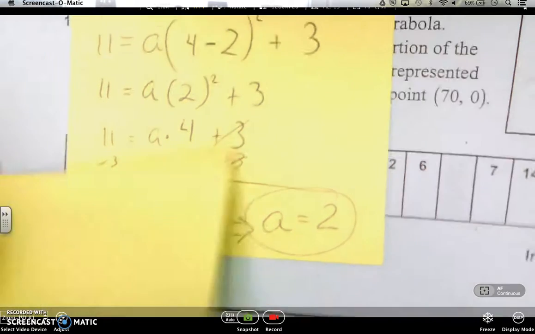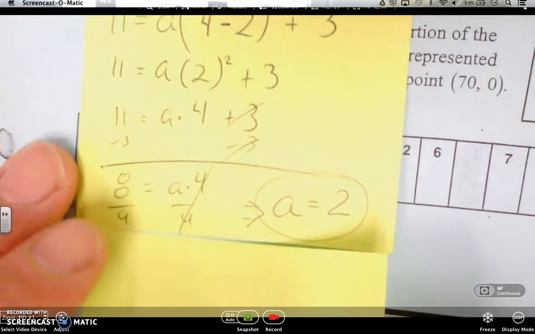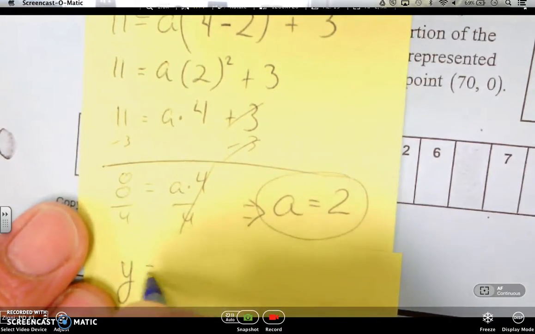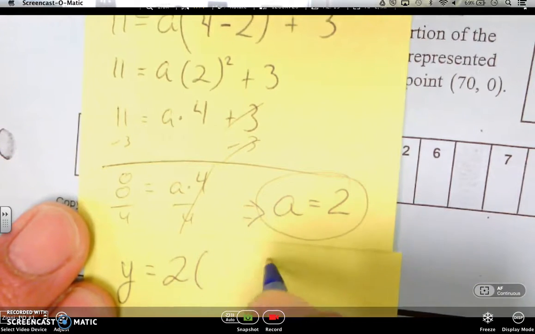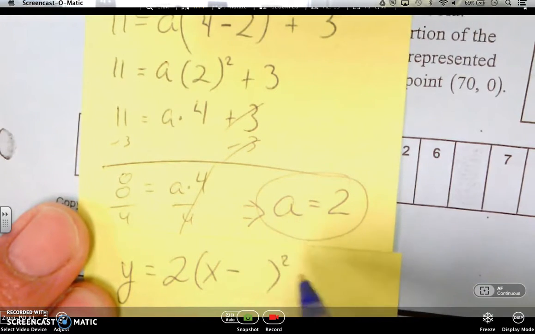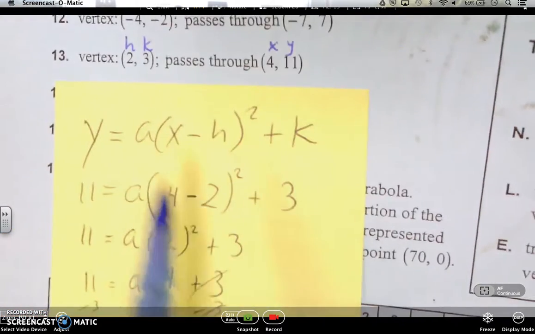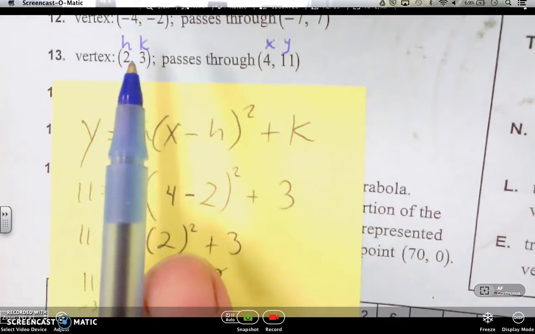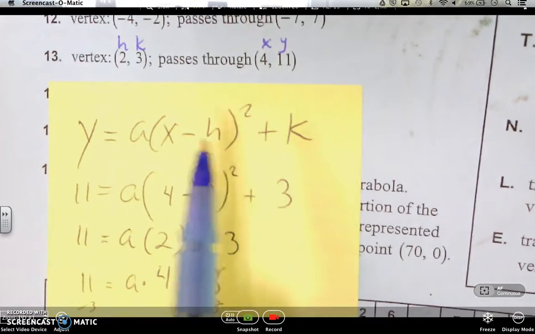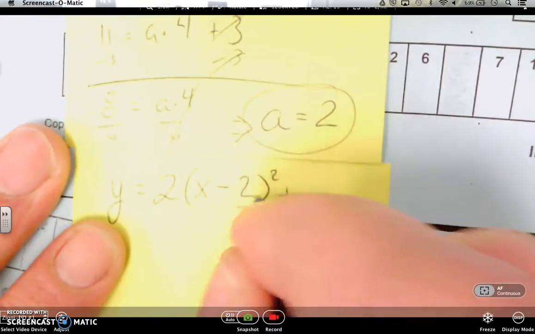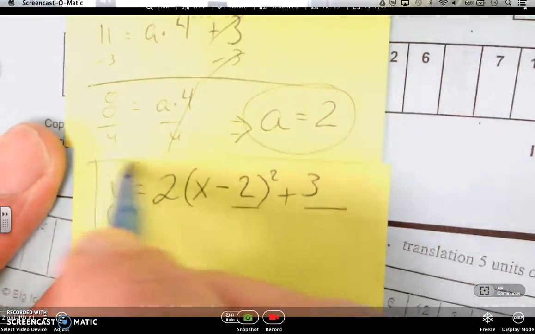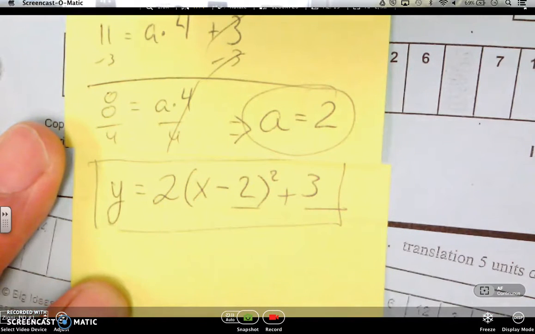To write our full equation, we've got to go back and do it this way. Y equals A, which is 2, so 2, and then X minus H squared plus K. So we need to fill in those values with the originals they gave us, which were 2 and 3. There's our 2 and 3. We're putting those in H and K, and we've solved for A. That's it. That's your equation. End of story.